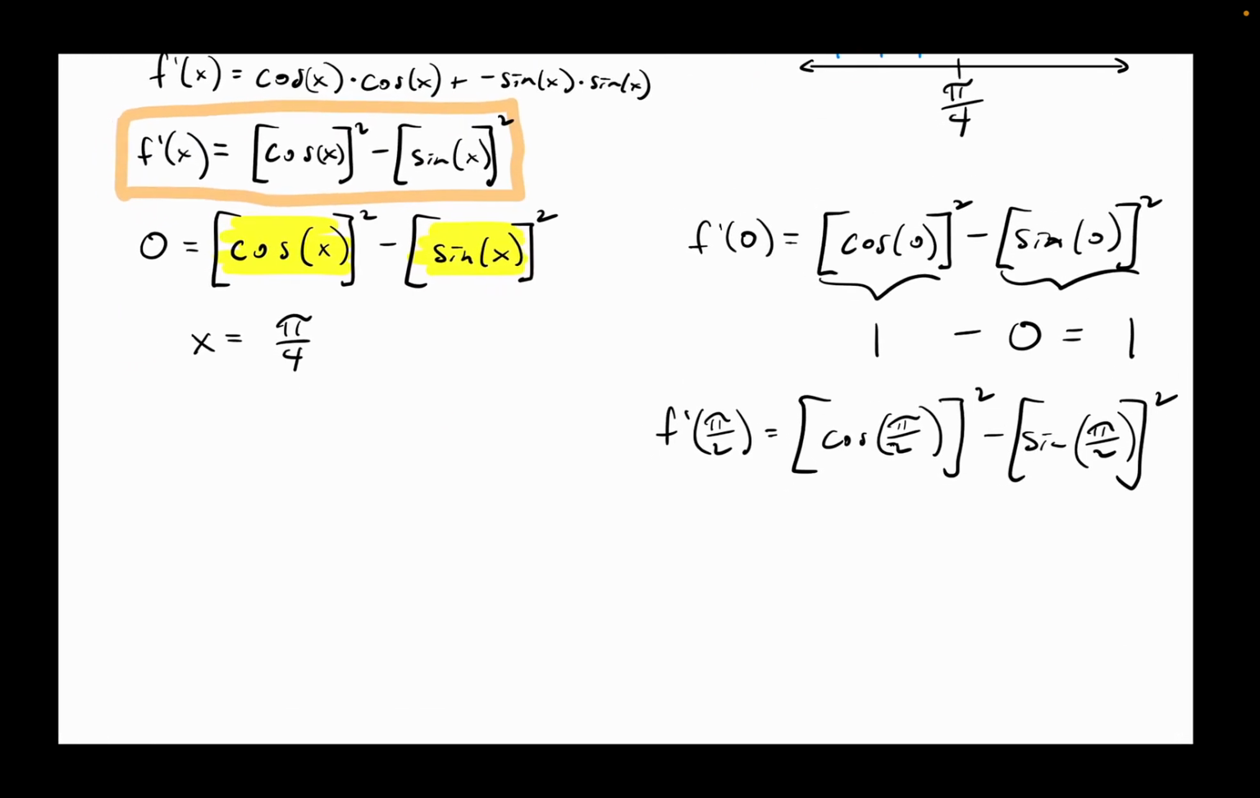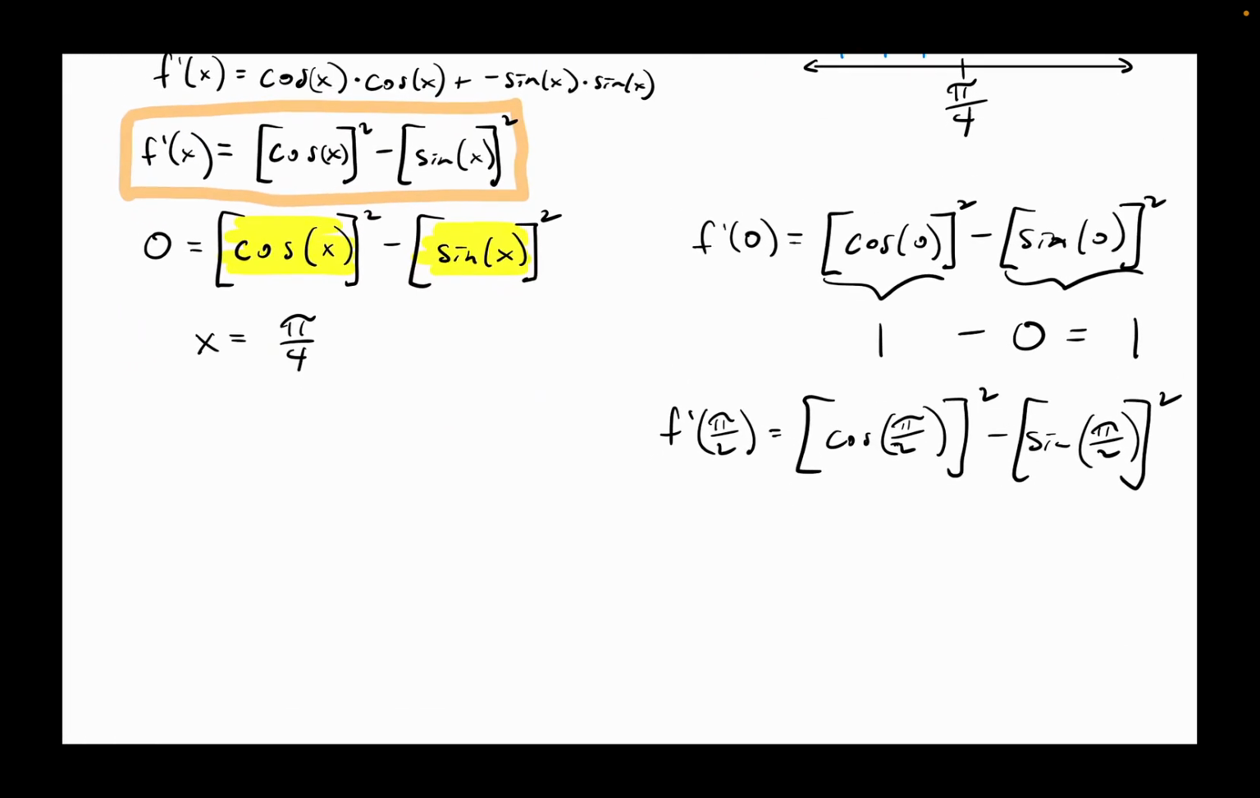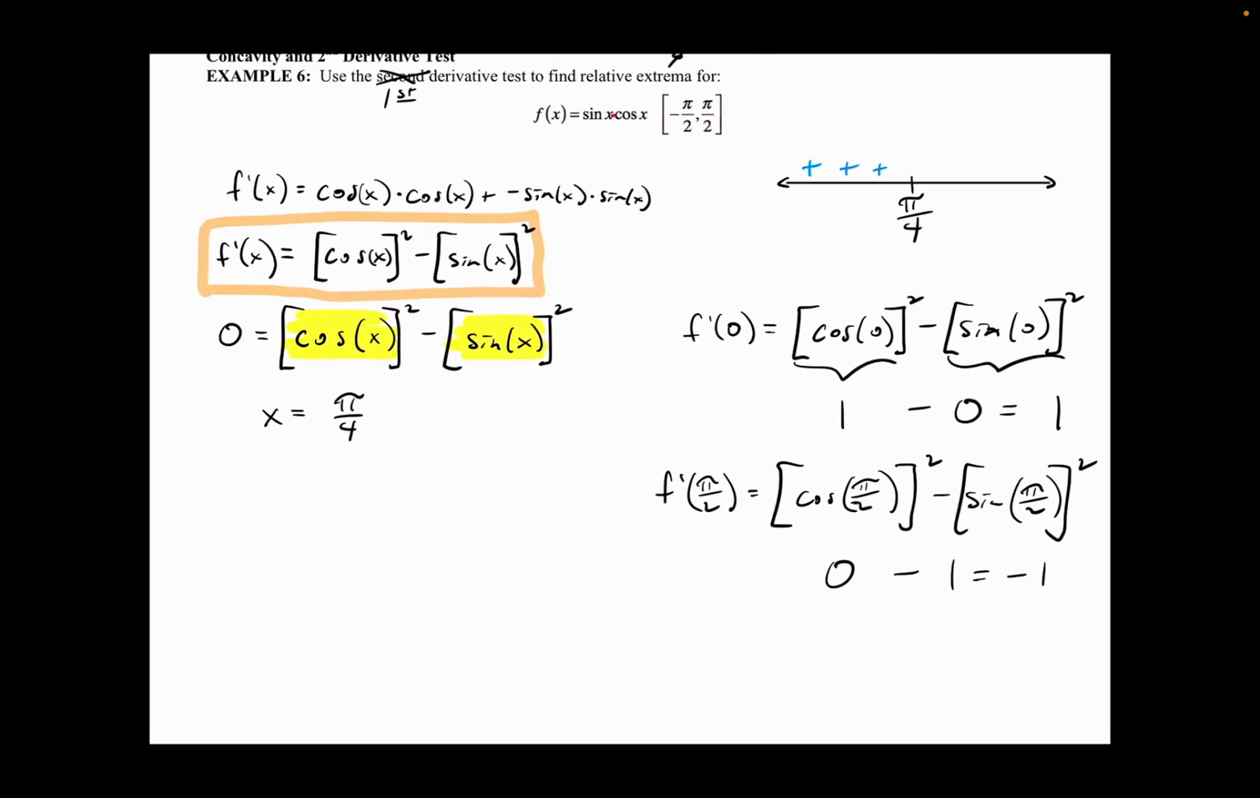Okay. So cosine of pi over 2 is 0. Sine of pi over 2 is 1. Negative 1.